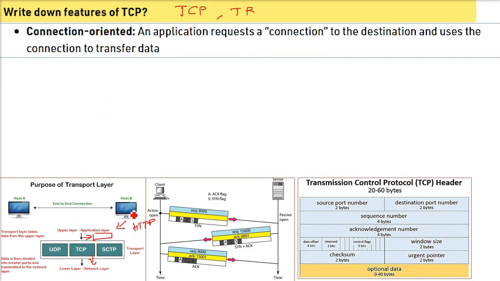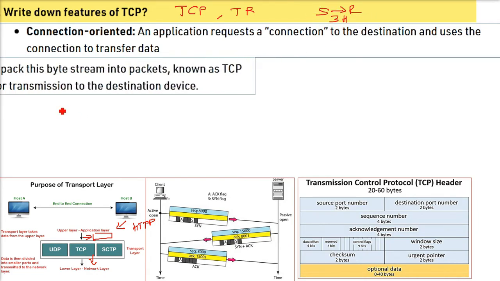So now here TCP has the sender and receiver. They start a conversation with a three-way handshake in TCP. So they will first make a connection. That is why we are calling it connection oriented. So an application requests a connection to the destination using a handshake, and then uses the connection to transfer data. This is the first feature of TCP.